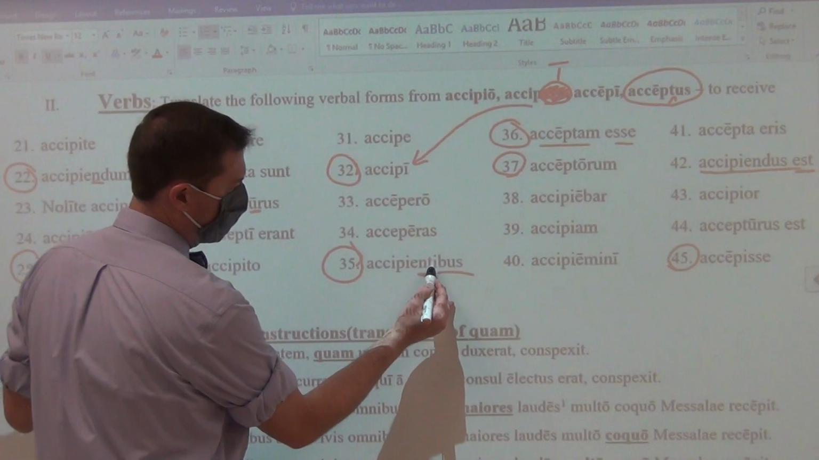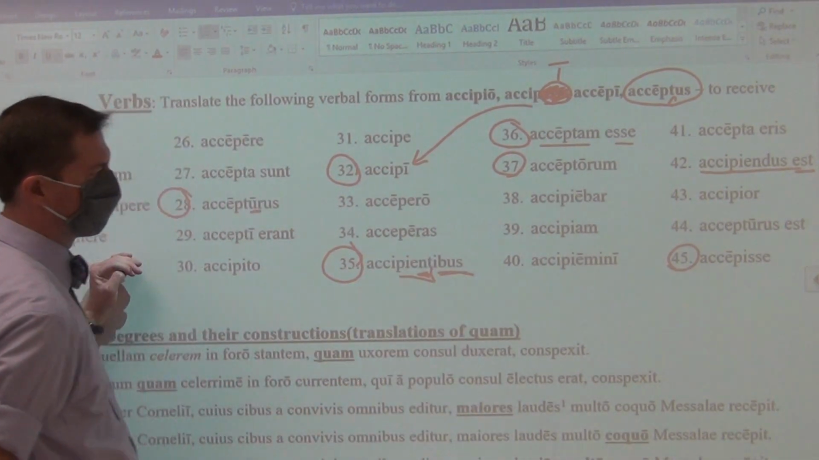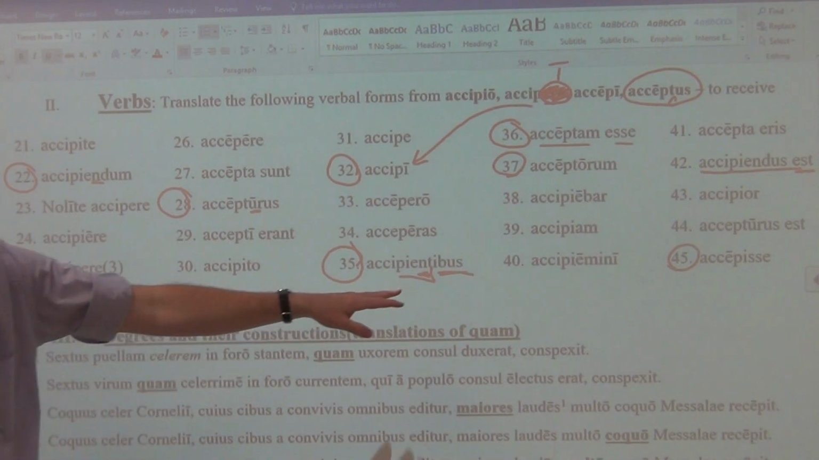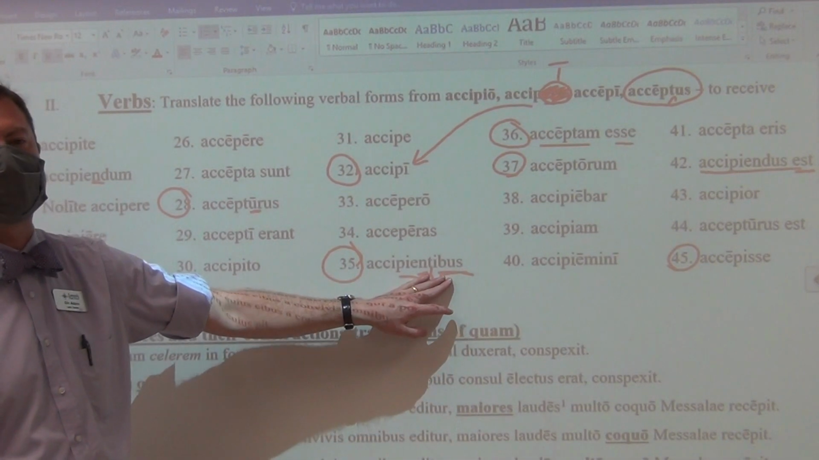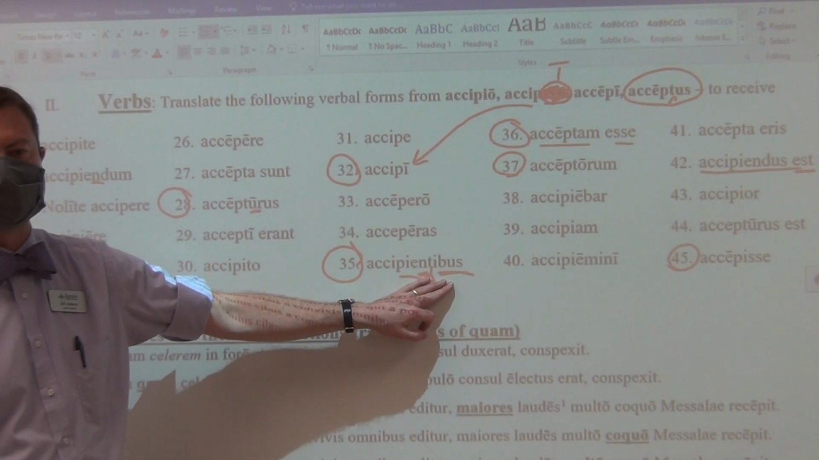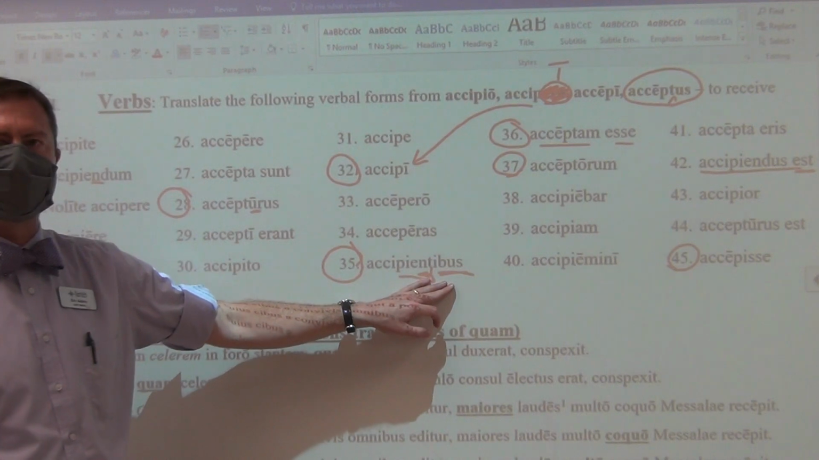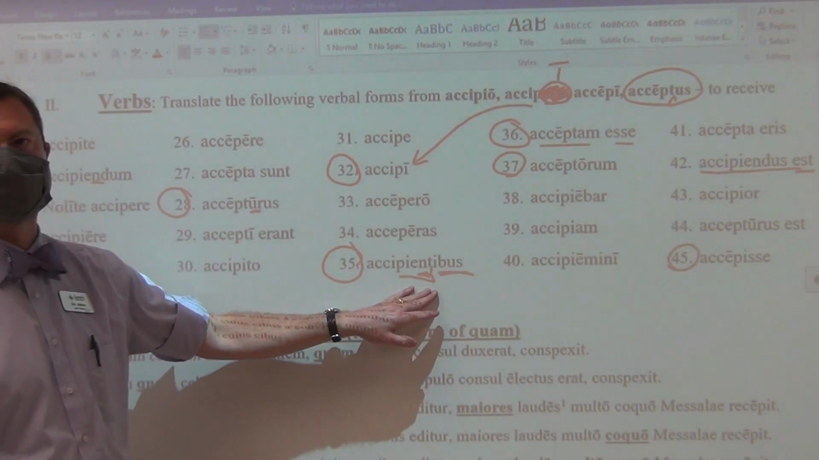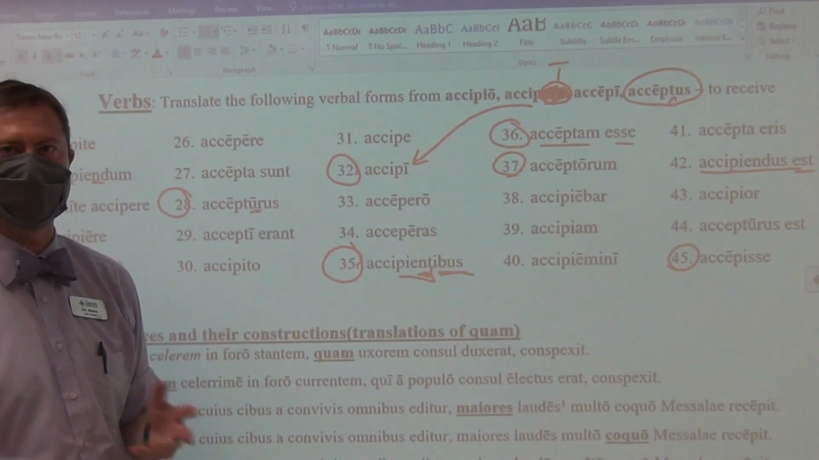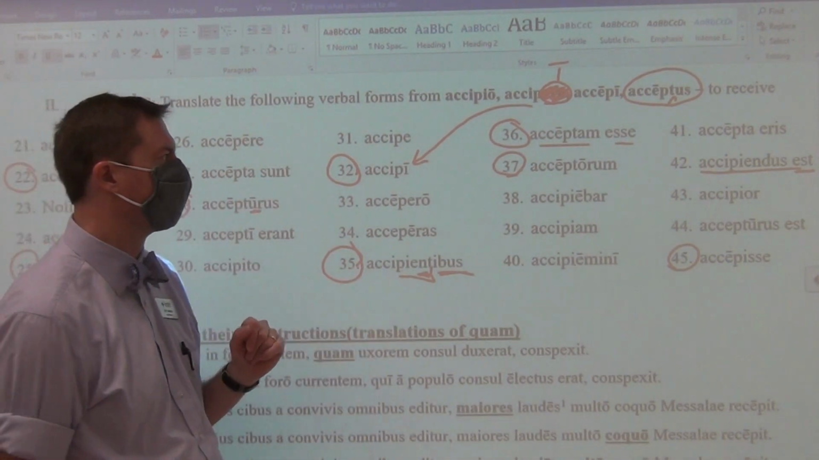Here we have the present active participle. NT plus third declension ending. Accepting. Now it's either dative or ablative. So let's make it dative plural. Let's say, I give money to the boys, the ones accepting money from their neighbor. The accepting whatever. But it's just accepting.